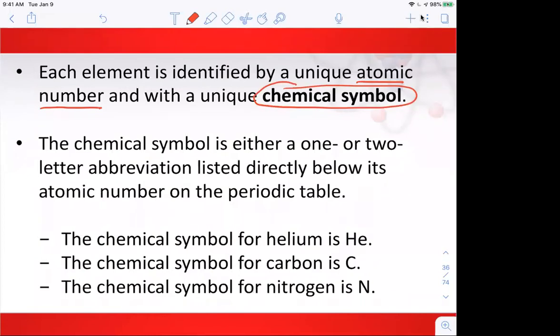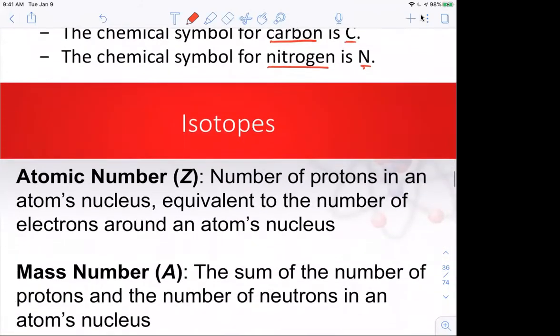This is either going to be a 1 or a 2-letter abbreviation. For example, helium is He, and the first letter is always capitalized. The second letter, if there is one, is always lowercase. Carbon is C, nitrogen is N. You do have to look at the periodic table once in a while. Look at the periodic table periodically in order to get familiar with where the location of various elements are.